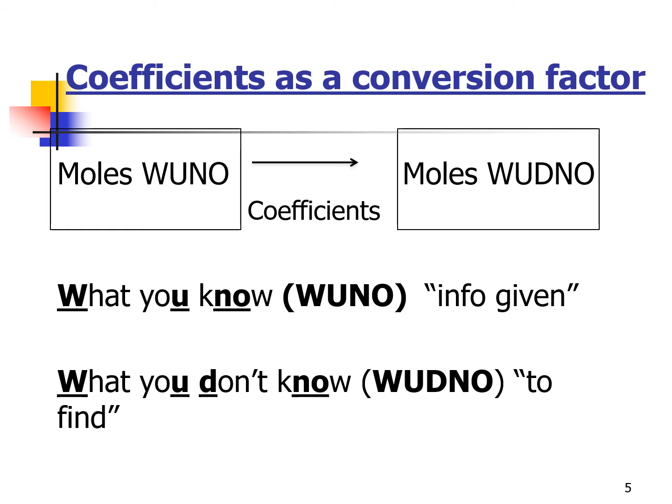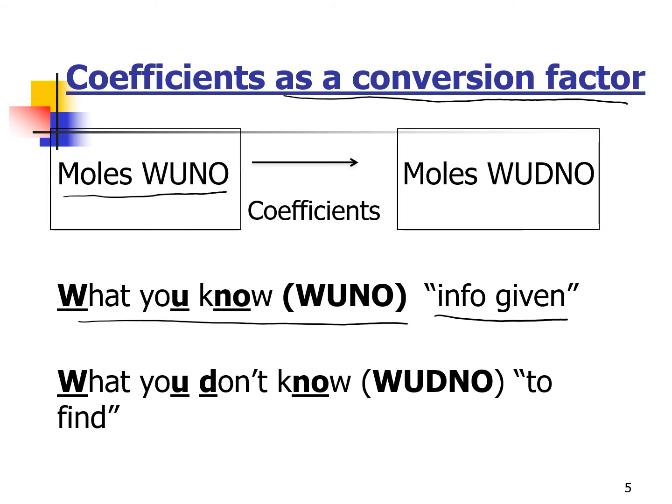The coefficients in a balanced equation can be used as a conversion factor to convert from moles of what you know, which is the information that's given, to moles of what you don't know, which is what you're trying to find. You can use your coefficients to convert. So that's basically saying the moles of one substance, you can convert to moles of a different substance using the relationship between those coefficients in a balanced equation.